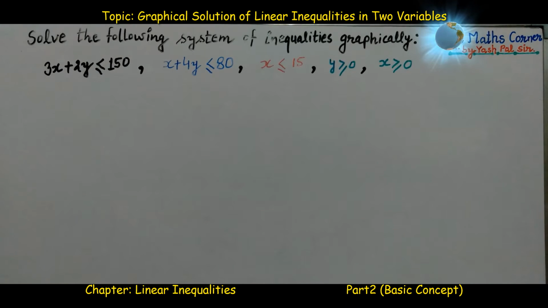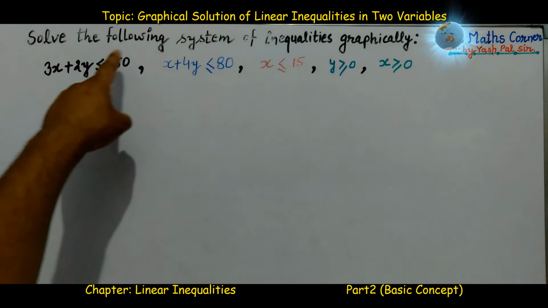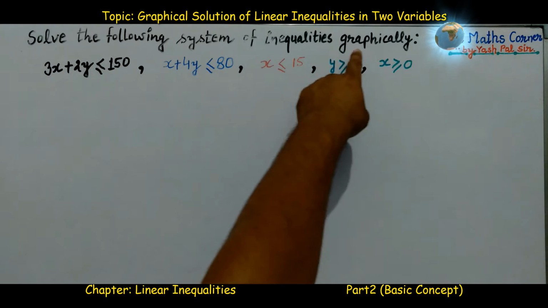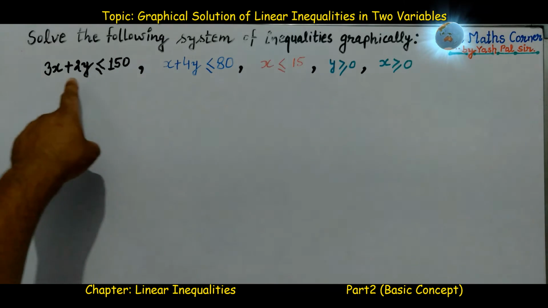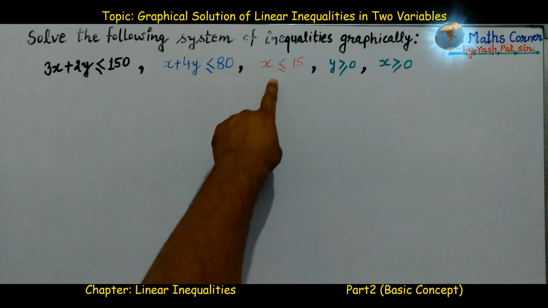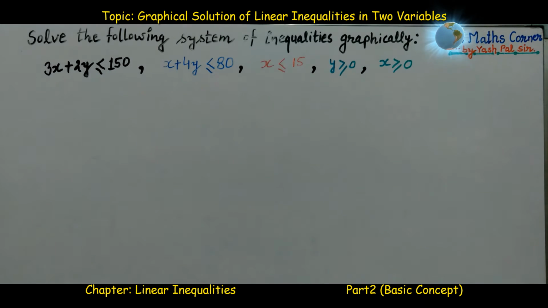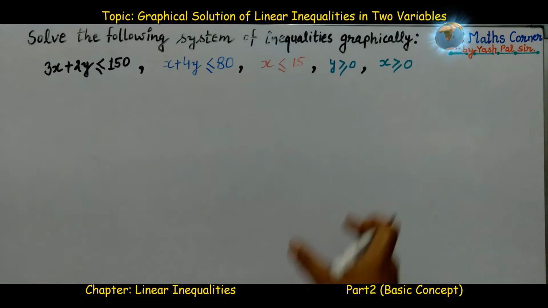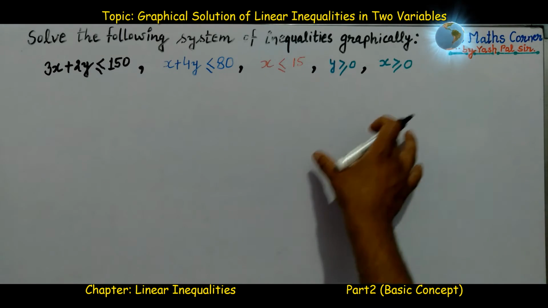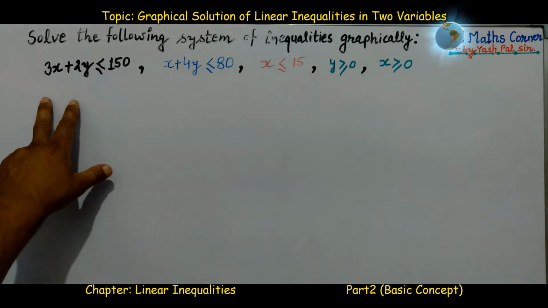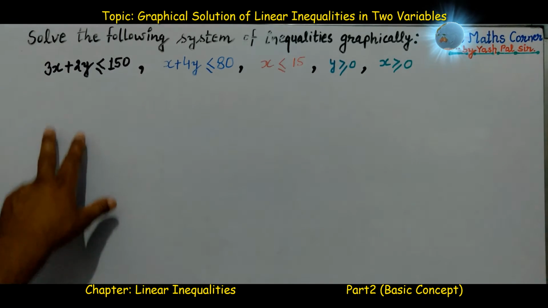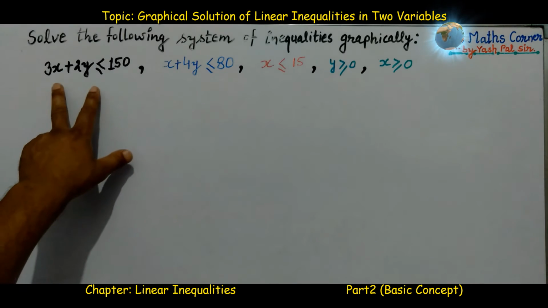Now consider this question. Solve the following system of inequalities graphically. More than one inequality they are given. First inequality, second, third, fourth and fifth. Five inequalities are given. We shall solve them together and the solution will be solved in one single coordinate plane. How to solve? One by one, as this is discussed. Similarly, we shall solve the inequalities, taking first of all the very first.